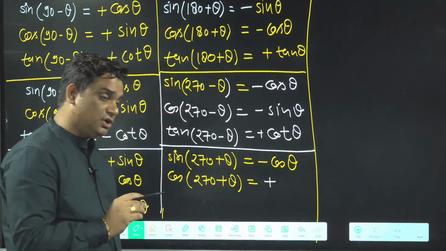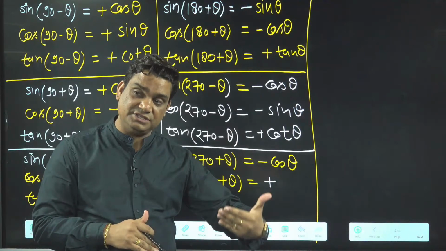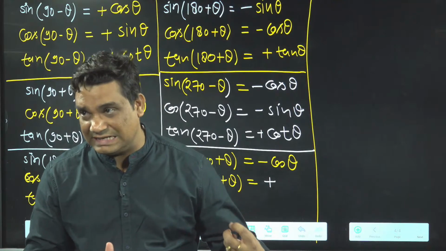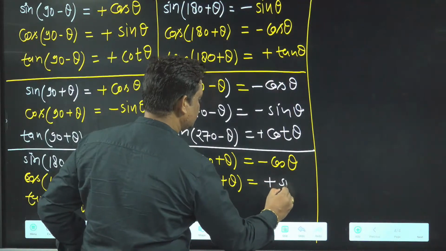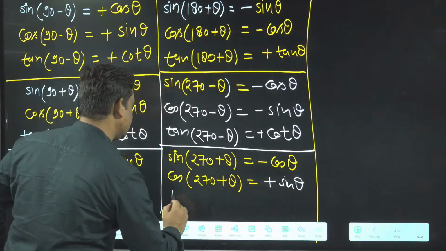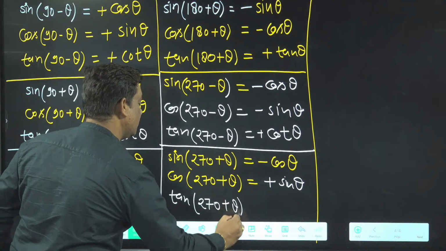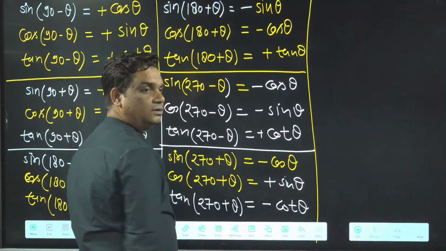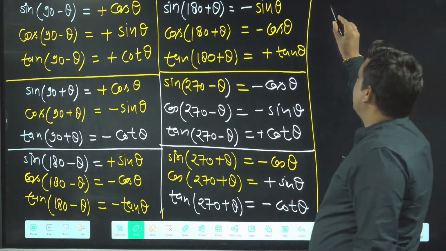First, decide the sign. A lot of the time I have seen people making mistakes. They first change, and according to the changed function, the final function, they decide the sign. First, we say plus, and then it will change: plus sine theta. Then tan 270 minus theta, and this one means 270 plus theta. This is going to be minus cot theta.